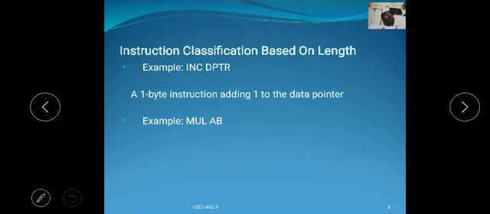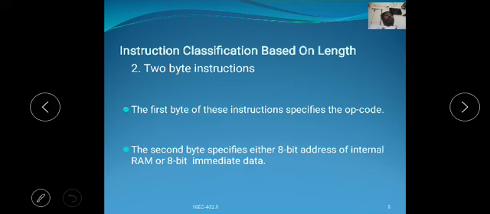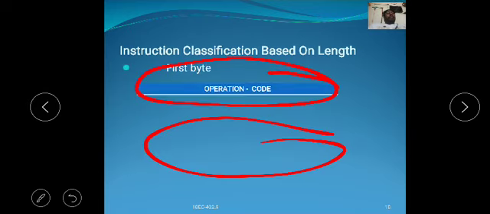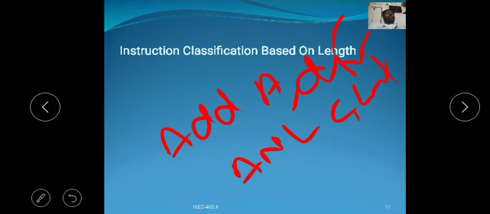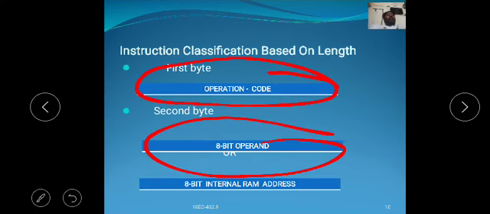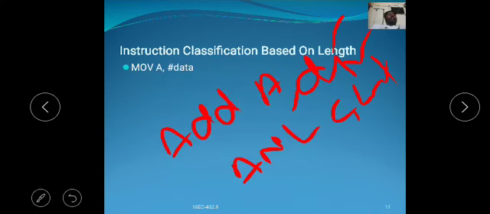Second one, 2 byte instructions. The first byte of these instructions specifies the opcode. The second byte specifies either an 8-bit address of the internal RAM or 8-bit immediate data. The first byte is the operational code, the second byte is the 8-bit operand or 8-bit internal RAM address.